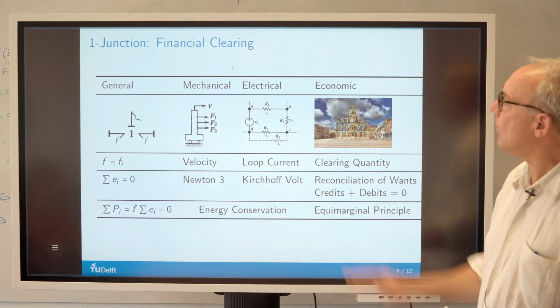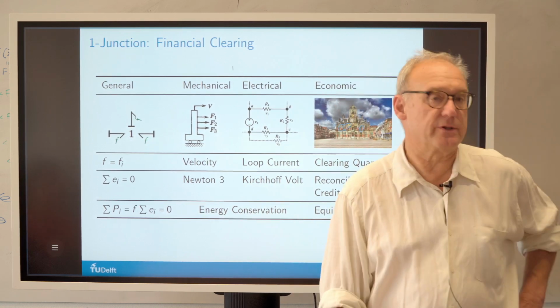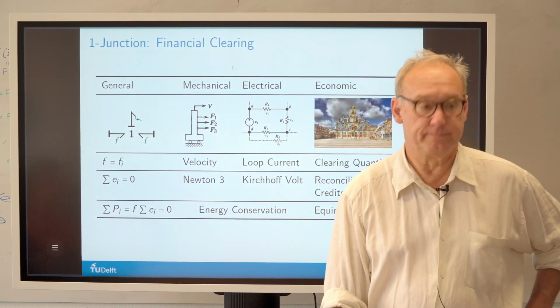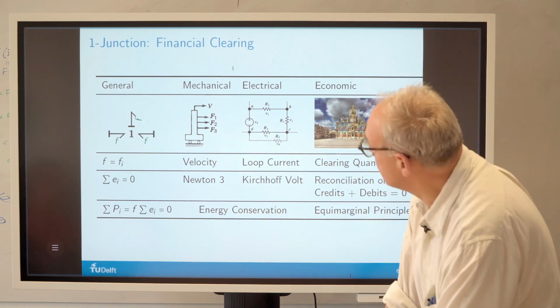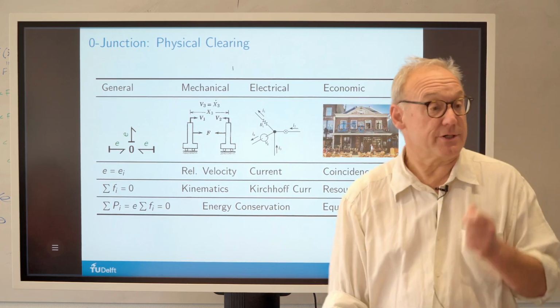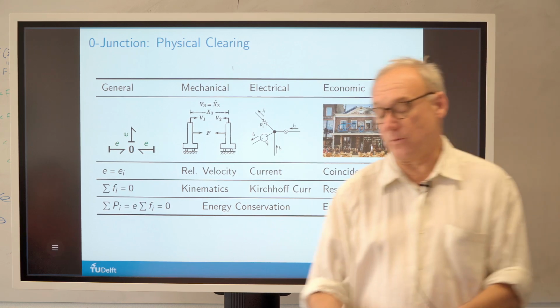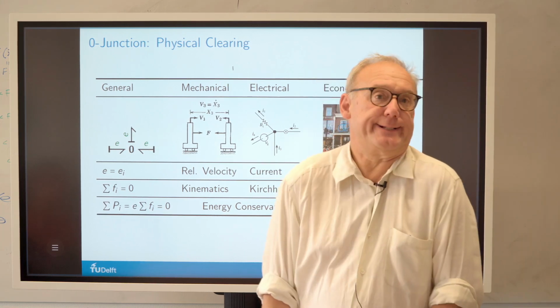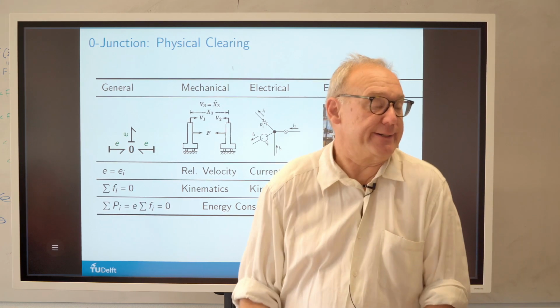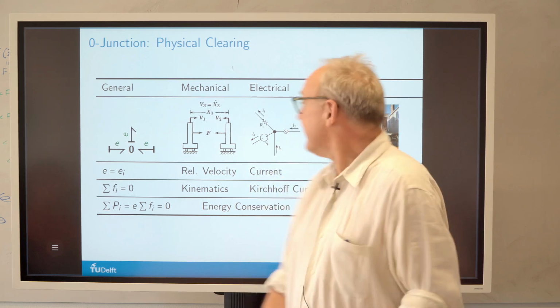Okay, so one junction gives us this financial clearing. Clear? Then let's move on to the zero junction. If one junction gives you financial clearing, then a zero junction will give you physical clearing, right? Let that be.